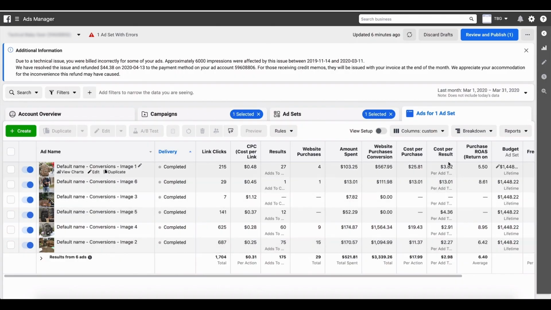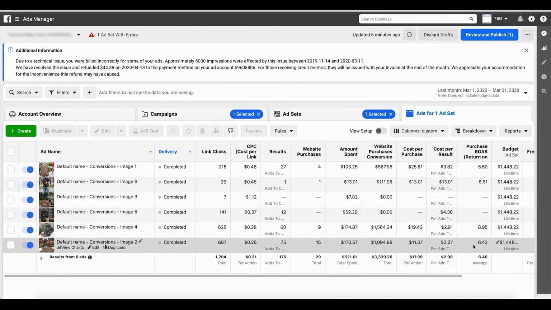Cost per result is similar to results, but this is going to be how much does each add to cart cost me. Again, I kind of group these together. So now I'm looking at the cost per result. Each add to cart is costing me $2.27, which means every 4 or 5 add to carts, I'm getting a purchase, which I think is pretty dang good.